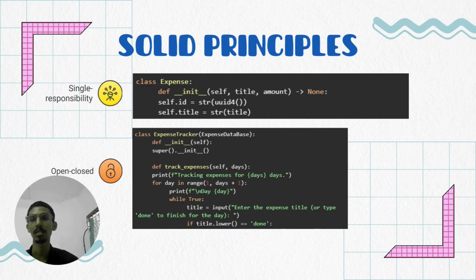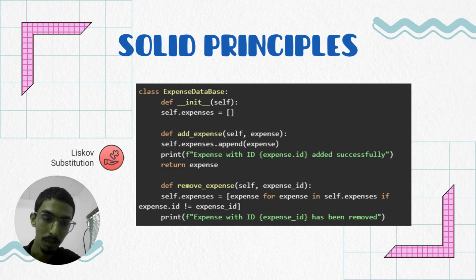So each class has its own functionality. It has a single responsibility to perform its task. The next SOLID principle used by the application is Liskov substitution.